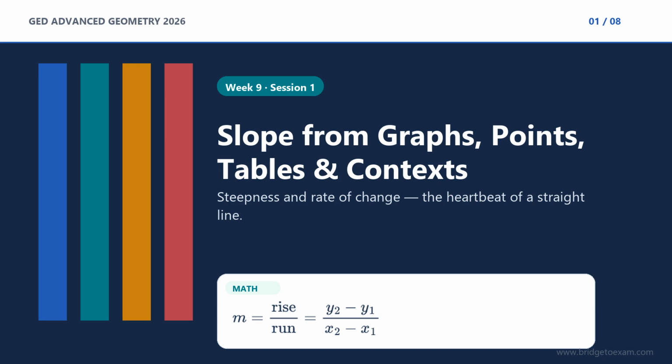Today, we study slope. Slope measures two things at once: how steep a line is and how fast one quantity changes compared with another. It shows up in graphs, in tables, in pairs of points, and in everyday rates like dollars per hour. Master slope, and coordinate geometry opens up.